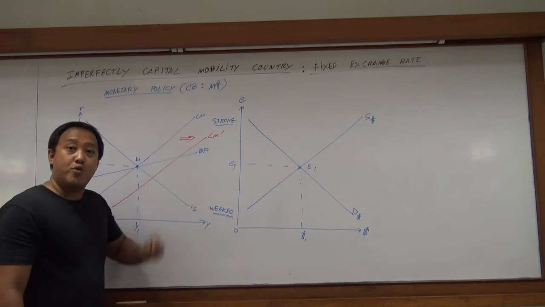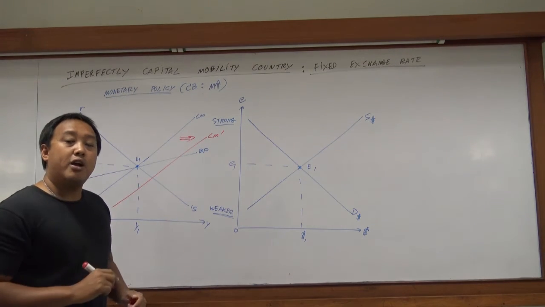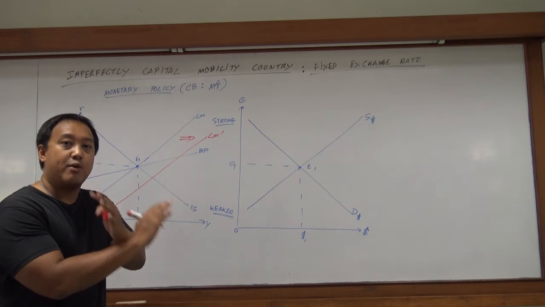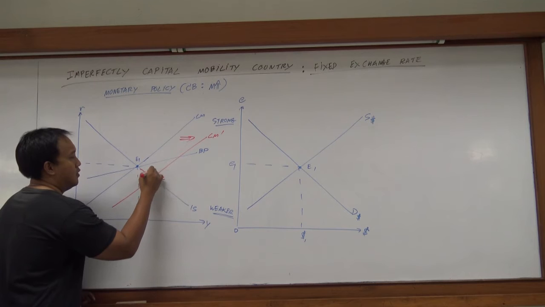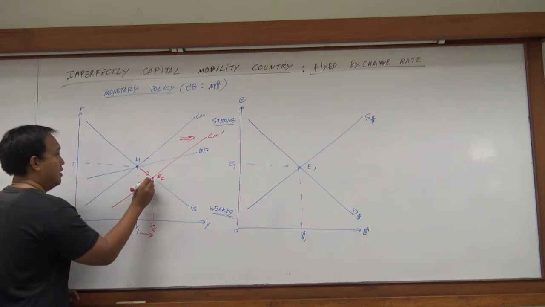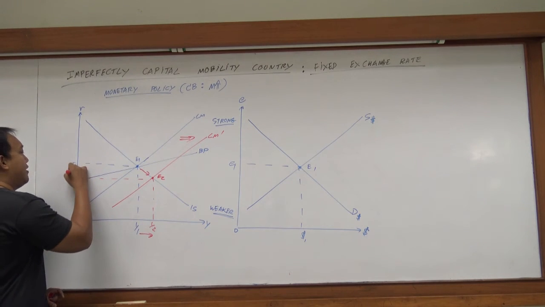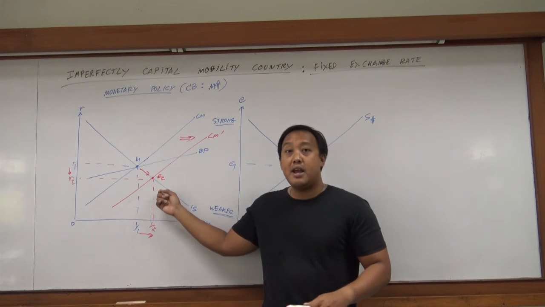When the LM curve shifts to the right, where is the new equilibrium point? The new equilibrium point is the point where IS intersects with LM. So it's going to be here, E2. GDP increases from Y1 to Y2. The real interest rate drops from R1 to R2.